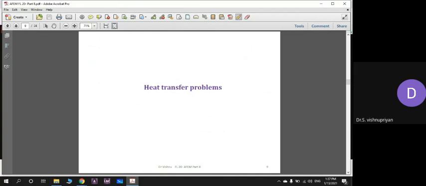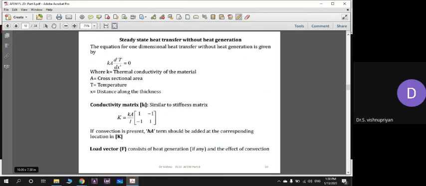Next, we move on to heat transfer problems. Since you have completed an entire course on heat transfer, you must know the basic concepts of the modes of heat transfer, convection and conduction. Of course, we don't cover radiation here. Now the task is to apply the finite element method to heat transfer problems. So we are going to discuss only one-dimensional heat transfer problems without heat generation.